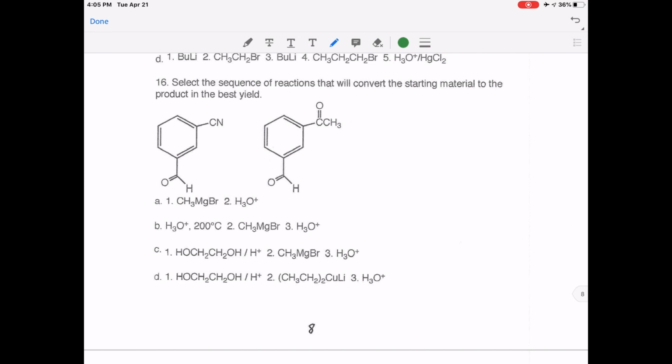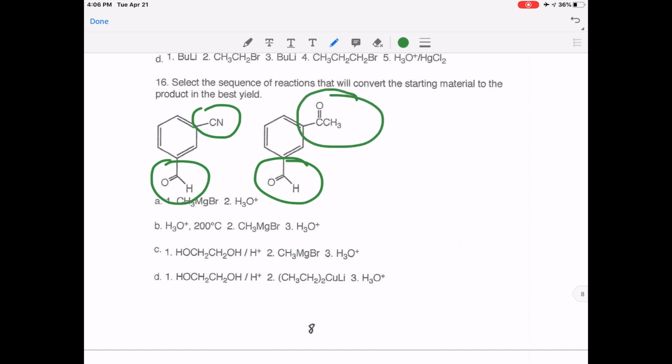In both of these substituents, at the bottom of the rings, we have an aldehyde. And near the top, we have, for the starting material, a nitrile group. And at the same position in the final product, we have a ketone. So we need to find the right sequence of reactions that will allow us to get from point A to point B.